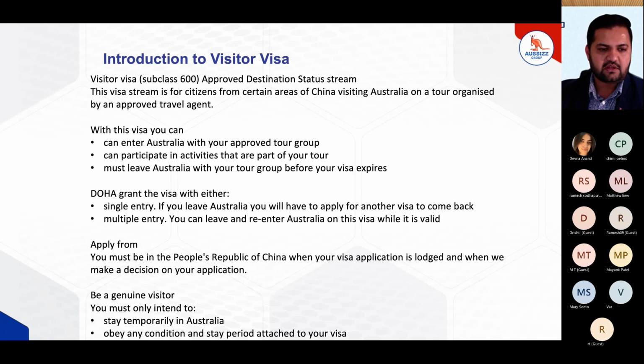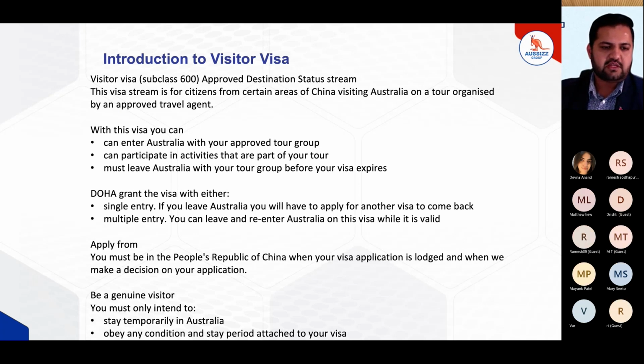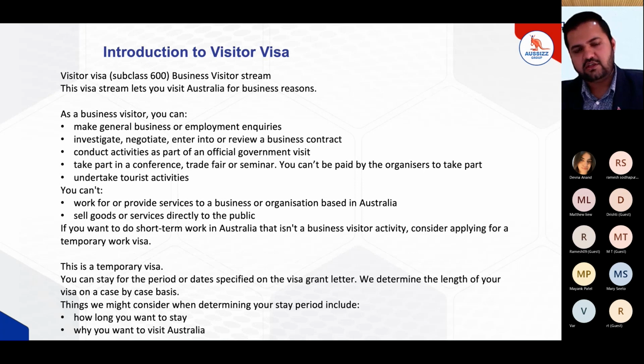Obviously, the time duration could be 3 months. It depends on the Department of Home Affairs and your travel agent, what the tour plan is and all this kind of thing. But it is normally a single entry, or it can be a multiple entry as well. They must be in China when they apply for this visa, and also when they are granted this visa. This visa is only for the genuine visitor. Obviously, every visitor visa is for a genuine visitor. To apply for this visa, you need to be GT compliant.